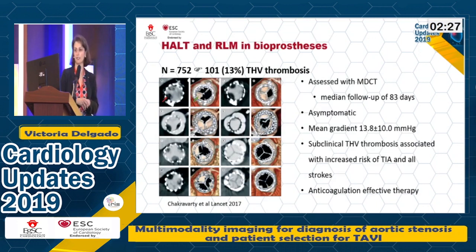Indeed, one of the largest series is this one, published two years later, with 752 patients, where they show 13% of thrombosis. This is assessed with multi-slice CT, because on echocardiography, most of the times the gradients remain the same. You don't see any dysfunction. But in some cases, it has been associated with the risk of TIA and strokes. Some publications have shown that anticoagulation is effective, but there are publications as well, like one from my colleague Lars Sondergaard, showing that these abnormalities can appear and disappear even without anticoagulation.